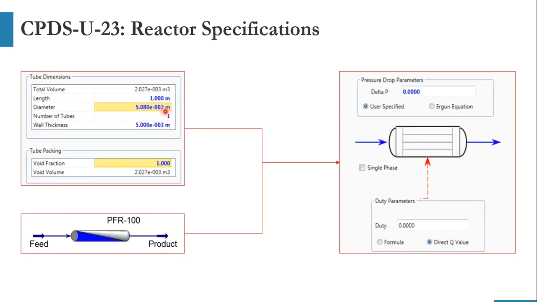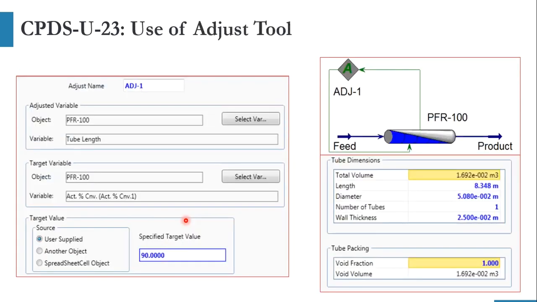This is the 2 inch diameter reactor, length initially 1 meter, no pressure drop. Then obviously the adjusted variable will be the tube length. The target variable, as we have seen in the case of CSTR, is actual conversion, and then we get this length of 8.348 meters.